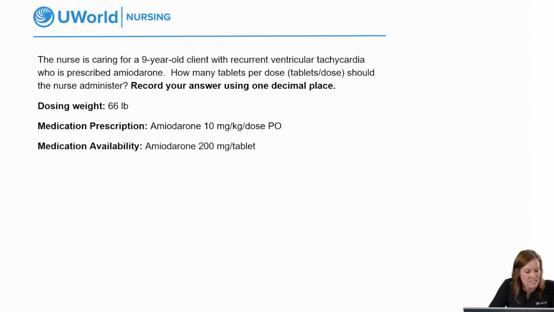All right, so the nurse is caring for a 9-year-old client with recurrent ventricular tachycardia who is prescribed amiodarone. How many tablets per dose should the nurse administer? Record your answer using 1 decimal place. Okay, so we have our weight, our prescription, how the medication is prepared.